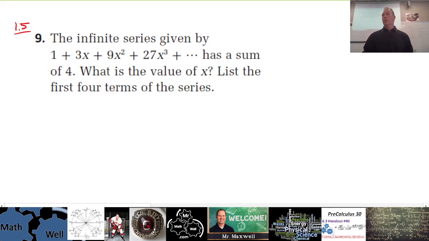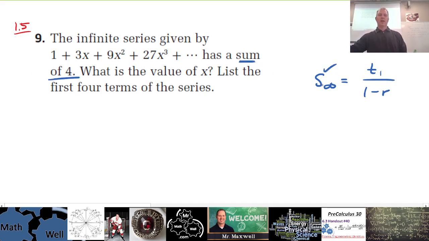What we're going to do is determine whatever we can from what we're given. What are we given and what do we know, or what can we figure out? Obviously, we're going to have to use this sum formula, S of infinity, the sum of an infinite number of terms. I'm going to need T1, and R is also involved. So let's see what I know. I know what the sum is: it has a sum of 4, check. So 4 is going to go over here in place of this value. What is the value of x?